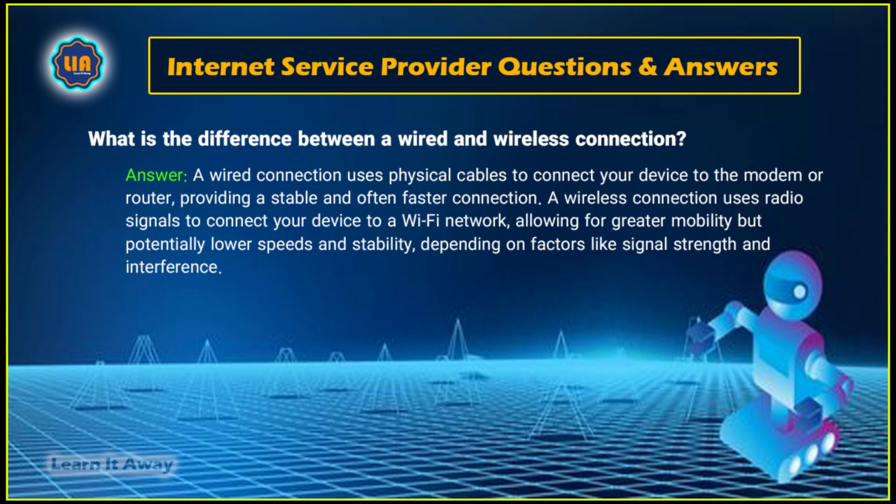What is the difference between a wired and wireless connection? Answer: a wired connection uses physical cables to connect your device to the modem or router, providing a stable and often faster connection. A wireless connection uses radio signals to connect your device to a Wi-Fi network, allowing for greater mobility but potentially lower speeds and stability, depending on factors like signal strength and interference.